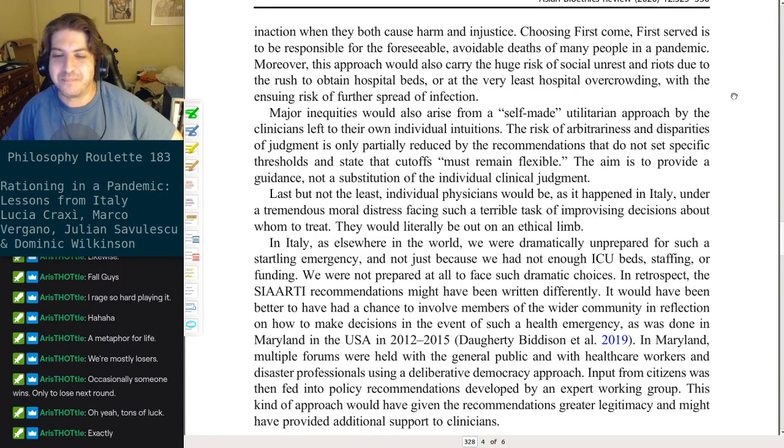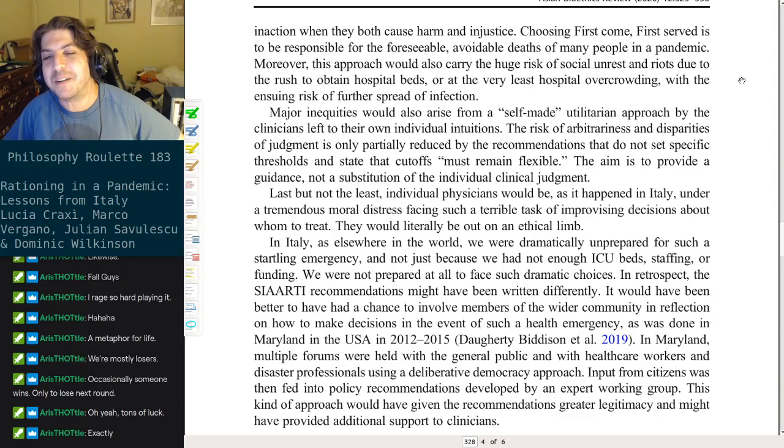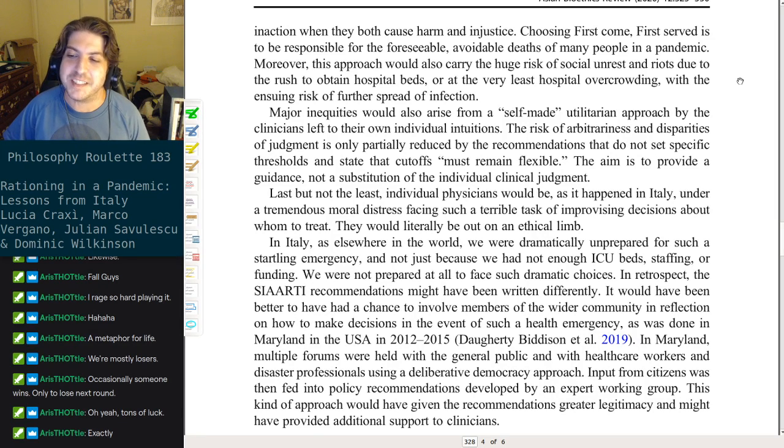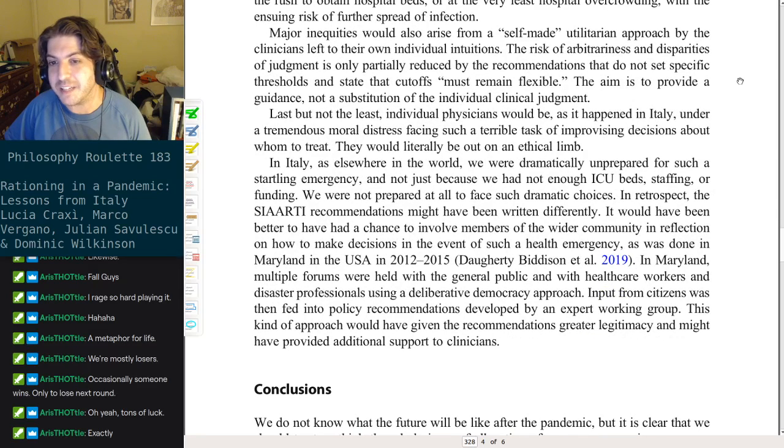Okay, continuing. Major inequities would also arise from a self-made utilitarian approach by the clinicians left to their own individual intuitions. The risk of arbitrariness and disparities of judgment is only partially reduced by the recommendations that do not set specific thresholds and state that cutoffs must remain flexible. The aim is to provide guidance, not a substitution of individual clinical judgment. Last but not least, the individual physicians would be, as happened in Italy, under tremendous moral distress facing such a terrible task of improvising decisions about whom to treat. They would literally be out on an ethical limb.